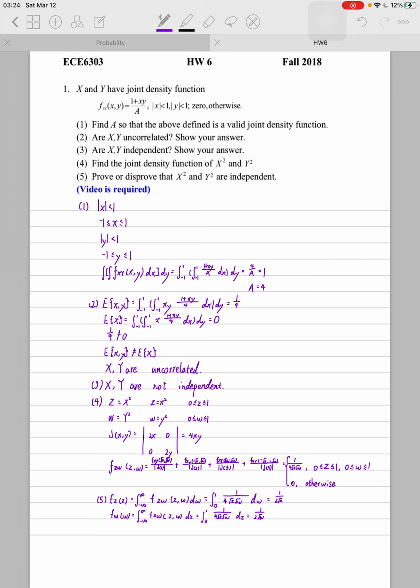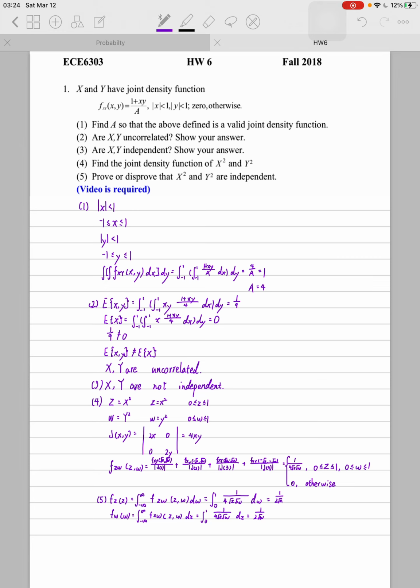So we can see the absolute x is smaller than 1, so x is larger than negative 1 and smaller than 1. The absolute y is smaller than 1, so y is larger than negative 1 and smaller than 1.